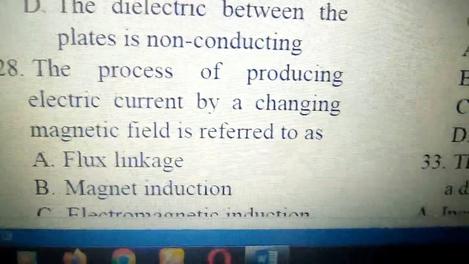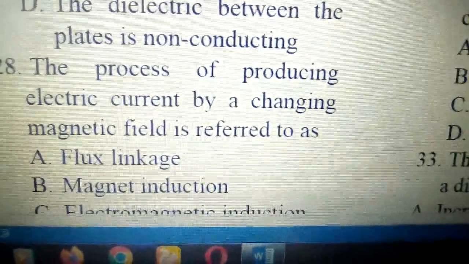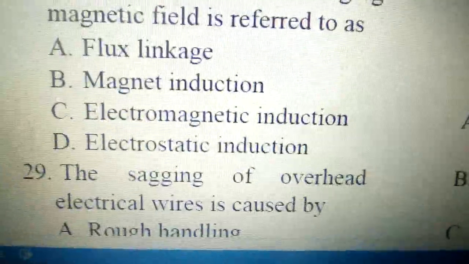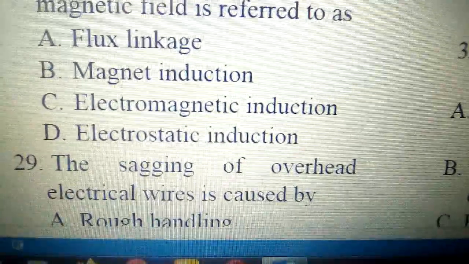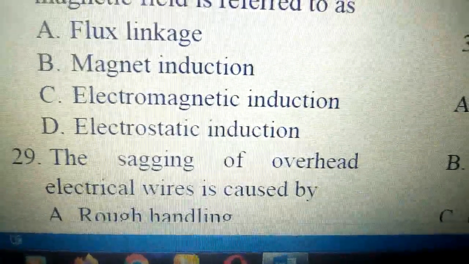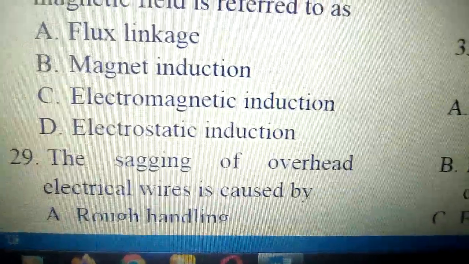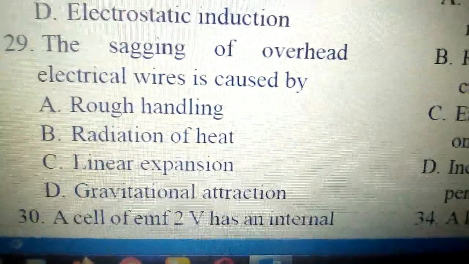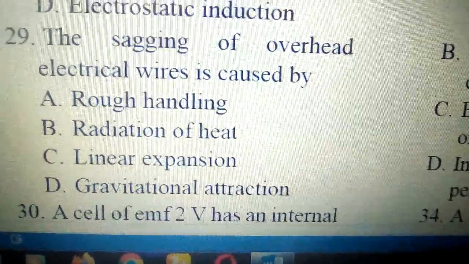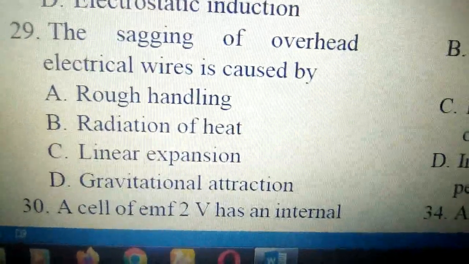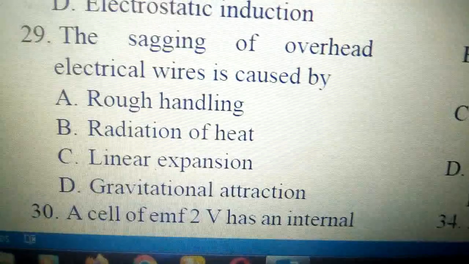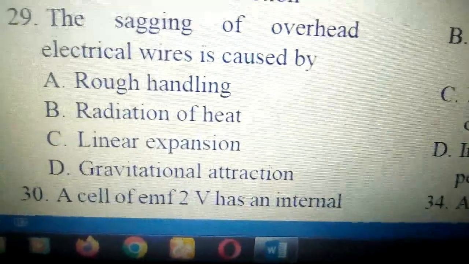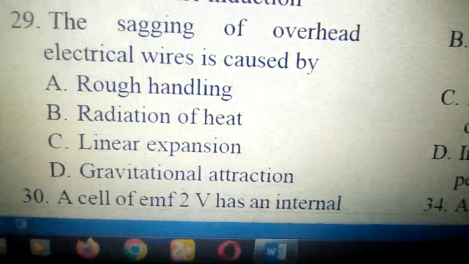Number 28. The process of producing electric current by a changing magnetic field is referred to as A, flux leakage; B, magnetic induction; C, electromagnetic induction; D, electrostatic induction. The answer is electromagnetic induction. Number 29. The sagging of overhead electric wires is caused by A, rough handling; B, radiation of heat; C, linear expansivity; and D, gravitational attraction. The answer is linear expansion, option C to number 29.